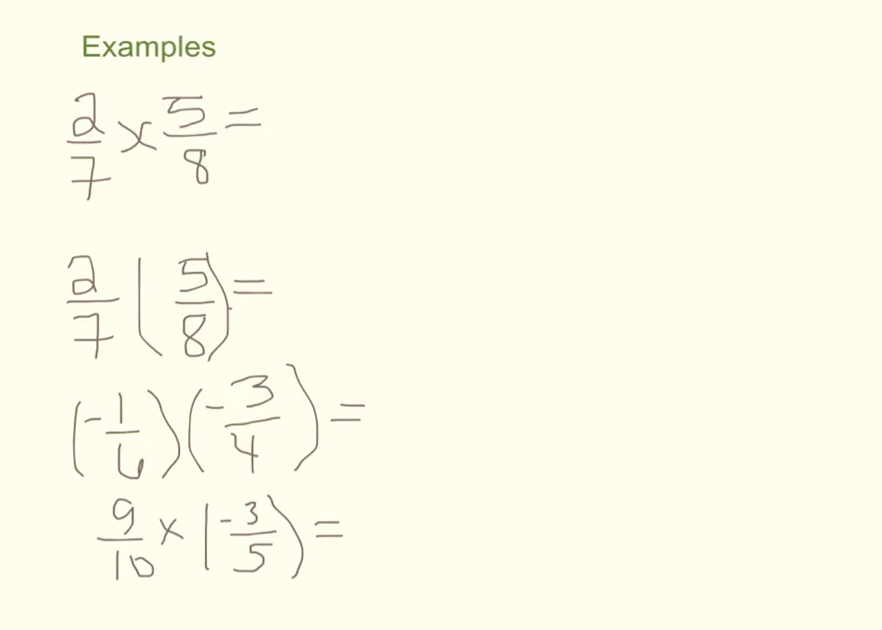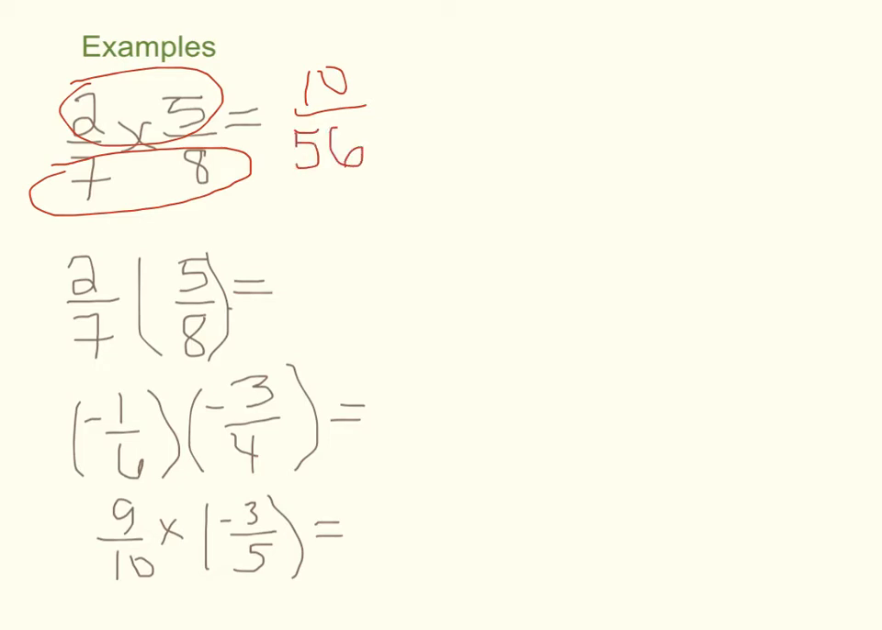When you multiply fractions, it's pretty straightforward. All you do is you multiply straight across the top and straight across the bottom. So I have 2 times 5 over 7 times 8, and then I should always reduce my answer in the end if I can. So 2 times 5 is 10, over 7 times 8 is 56.